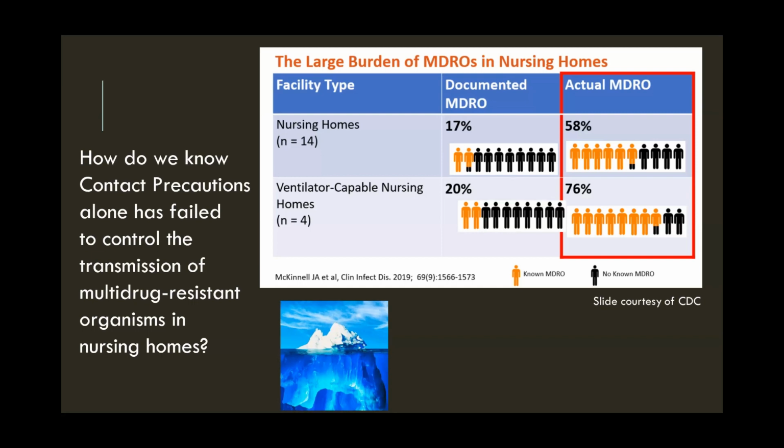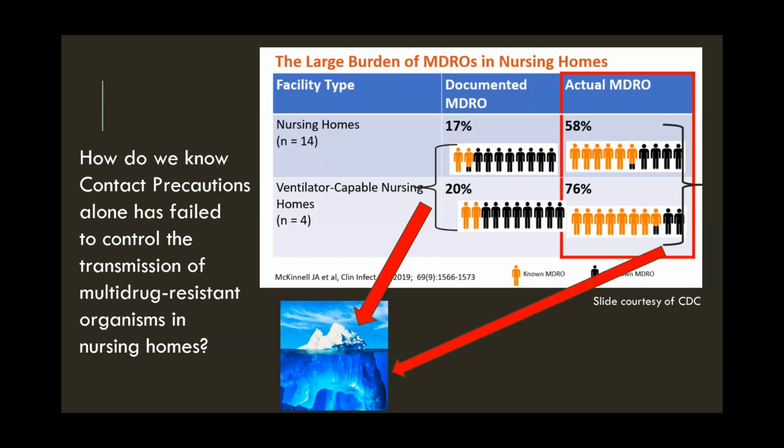When we look at a ventilator-capable nursing home, same thing, where the documented MDRO was 20%, but the actual MDRO was in fact 76%. This is showing that the 20% is just the tip of the iceberg. We don't know what lies beneath, and we're not always doing something about it because we're only paying attention to the ones that are documented.